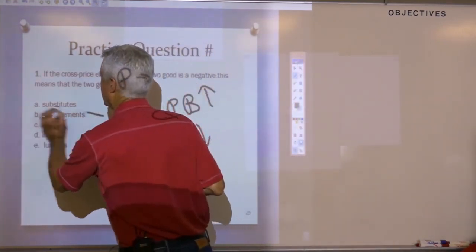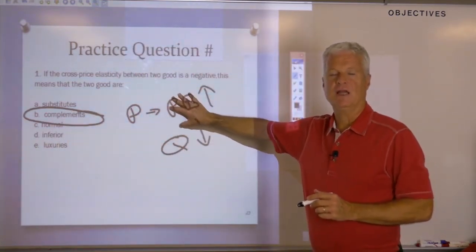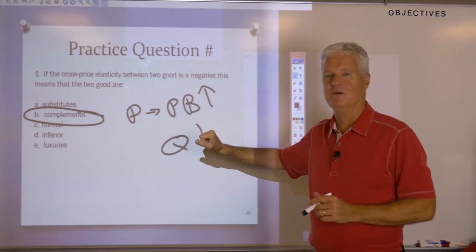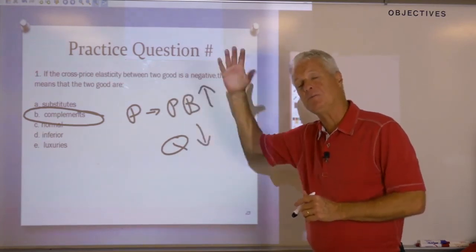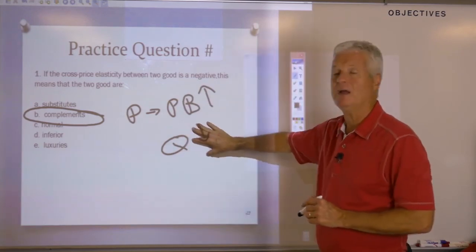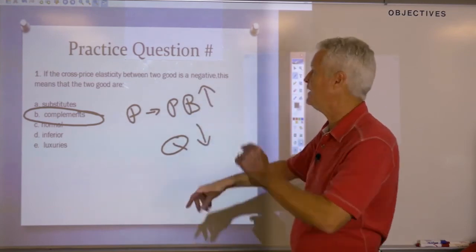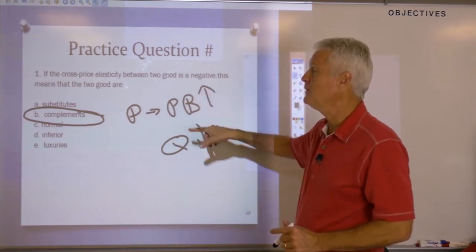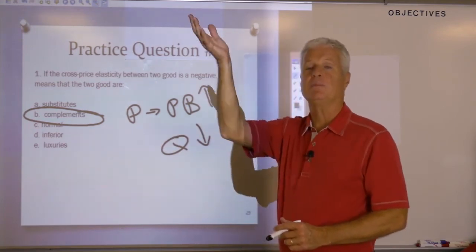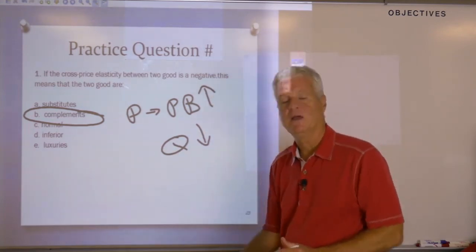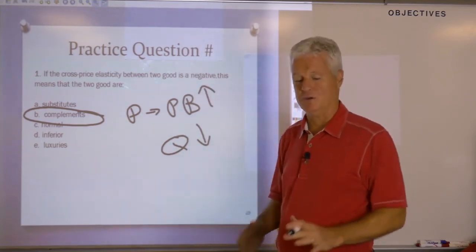Those are complements. In order to buy jelly, I have to buy peanut butter because jelly's kind of gross by itself. And so I'm always going to be buying peanut butter. If it gets more expensive, I'm going to buy less peanut butter. I'm going to buy less jelly too. So for complement goods, cross-price elasticity is negative. If it's positive, they're substitutes. Price of Coke goes way up. What happens to Pepsi? The quantity of Pepsi goes up. Substitutes, Pepsi wants Coke to charge more.